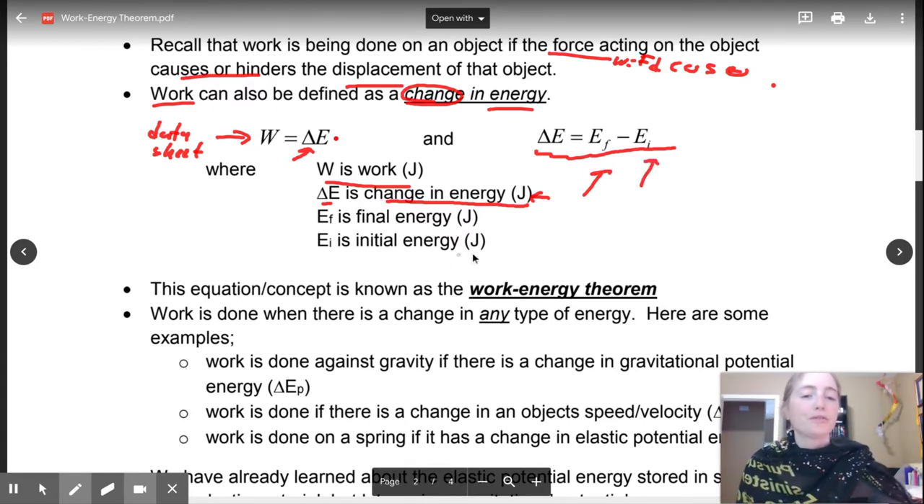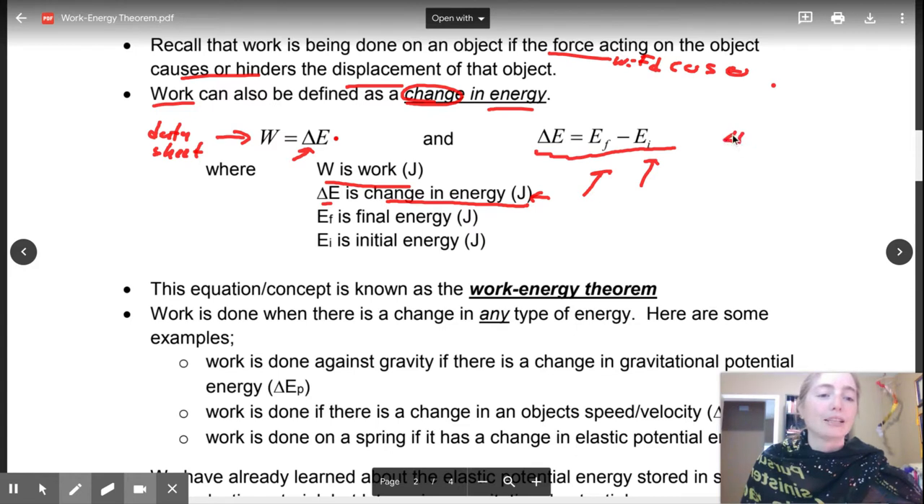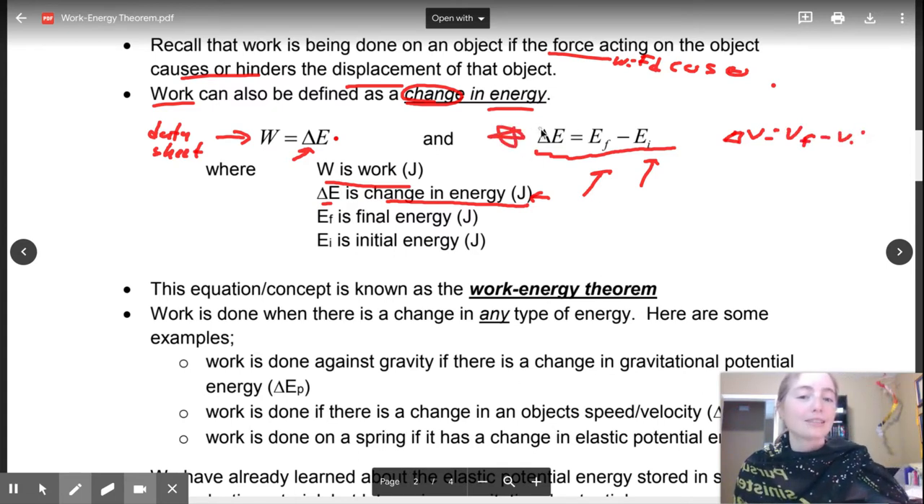That's no different than when we were looking at delta v. Our change in speed is equal to our final speed minus our initial speed. So that is something you guys are going to need to remember. And E_f is final energy, E_i is initial energy. So this whole equation and concept is known as our work energy theorem.